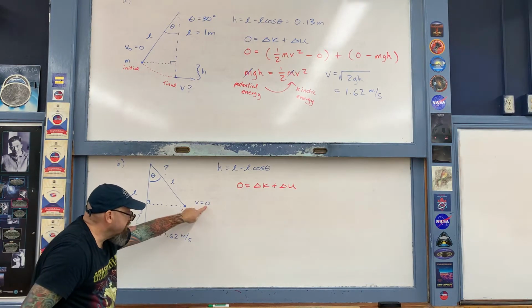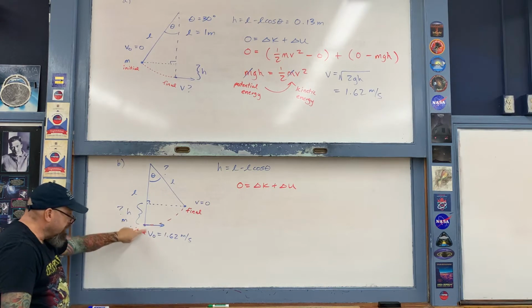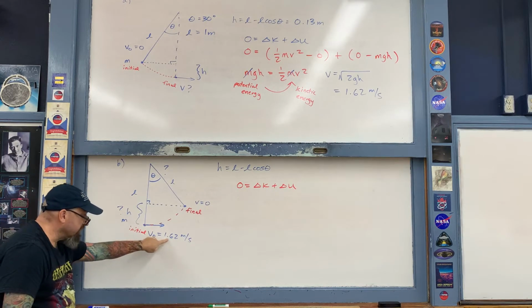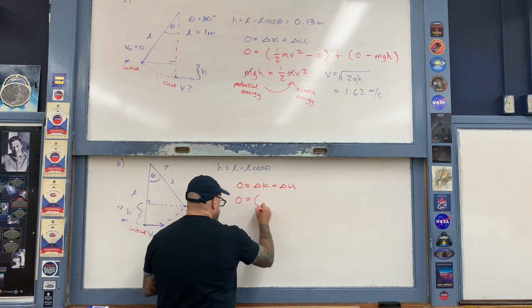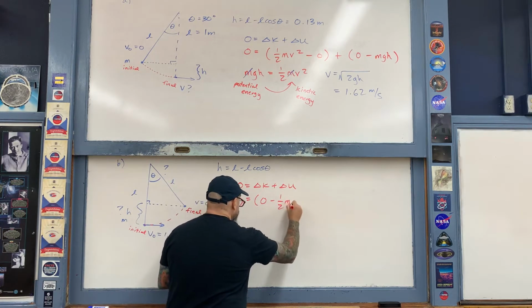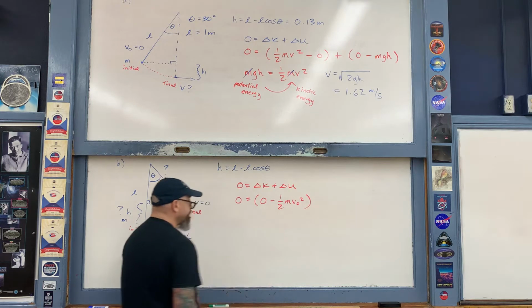So first of all, we have the change in kinetic energy, final minus initial. The final kinetic energy is 0 because the object ends up at rest. And the initial kinetic energy depends upon the speed v naught of 1.62 meters per second. Now we calculated earlier in part A of the problem. So final minus initial, like so.